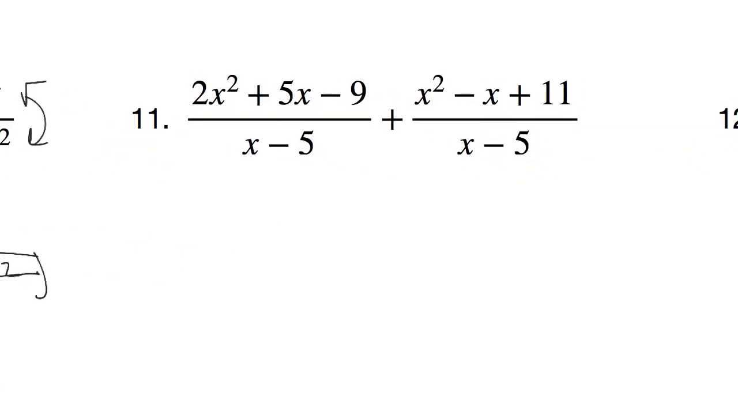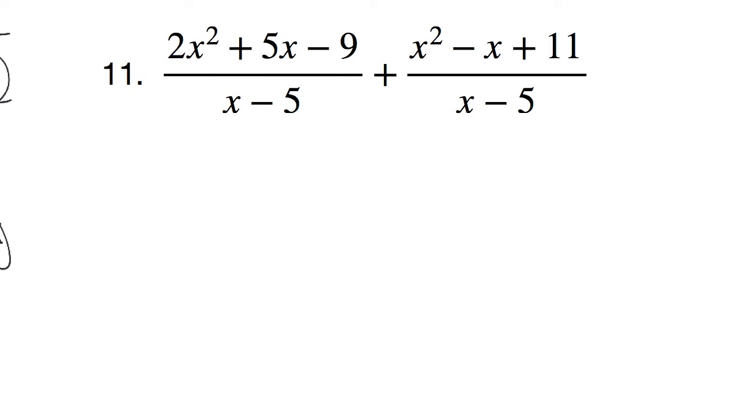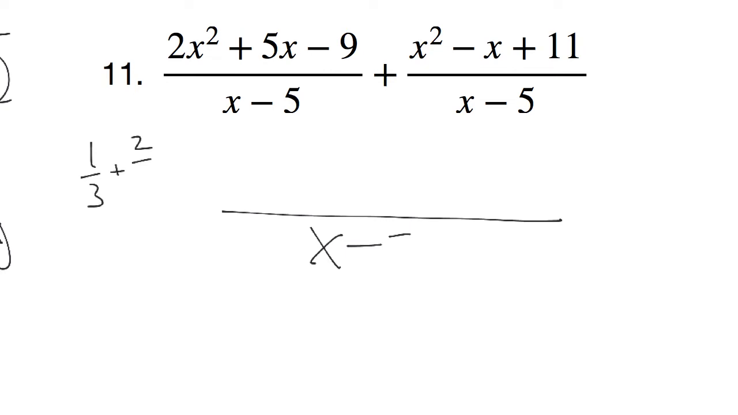Alright. Number 11. Oh, look at these two fractions. They've got common denominators. That means I can add them together. So we get x minus 5. Just like if you had 1/3 plus 2/3, you can add them together to get 3/3. That's why these combine. They are common denominators.